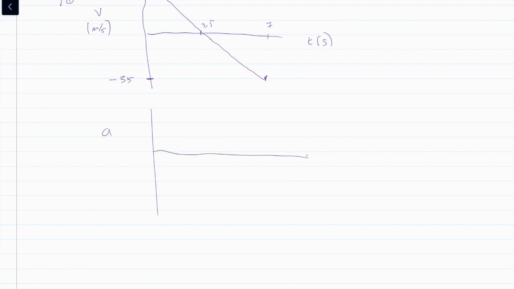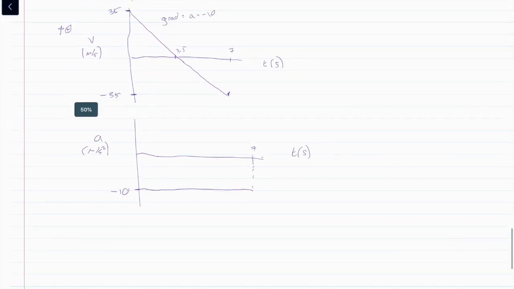And lastly, I'm going to do the acceleration in meters per second squared versus time in seconds. Our acceleration was constant, and it was minus 10 meters per second squared. So for the full 7 seconds, it experienced that acceleration. So that's going to be just a straight line.